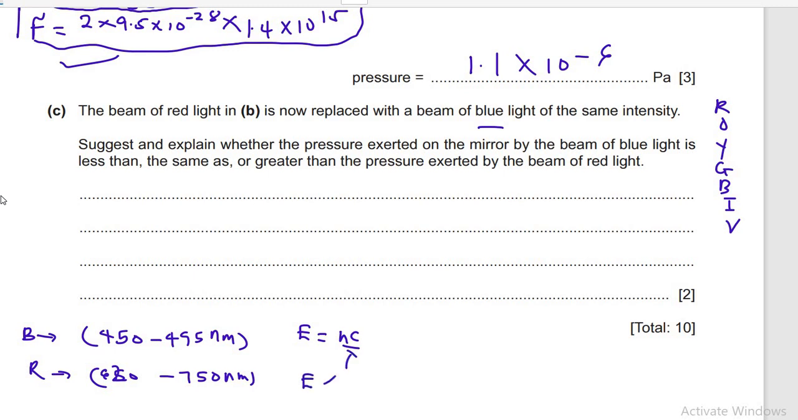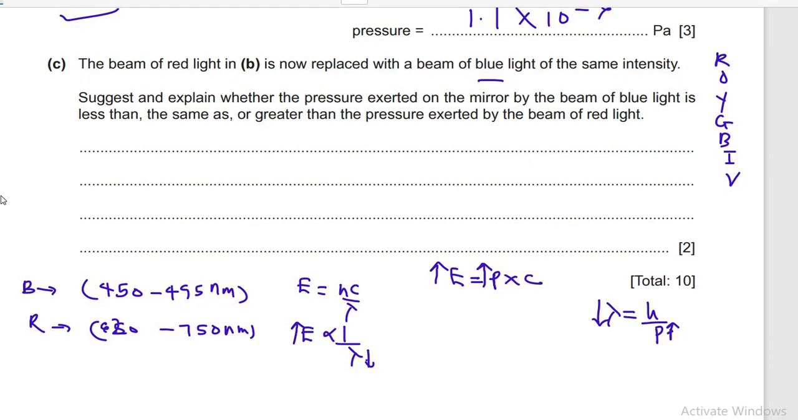Energy is equal to hc over lambda. So smaller wavelength, bigger energy. And with another formula, I said energy is momentum times speed of light. So bigger energy, bigger momentum. And lambda is equal to h over momentum. So obviously bigger momentum, smaller wavelength. That part has been stated anyway.